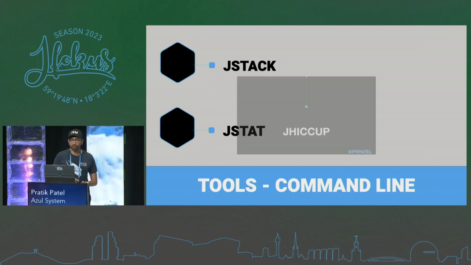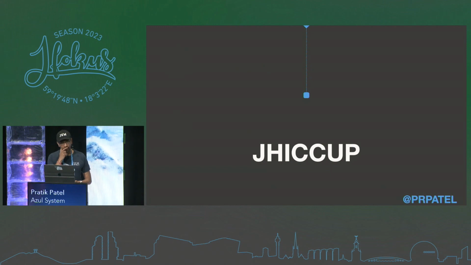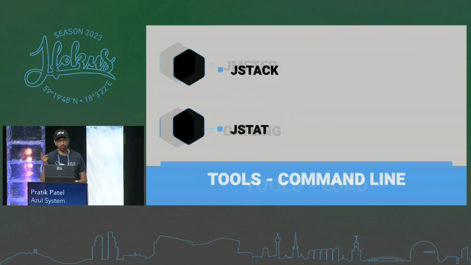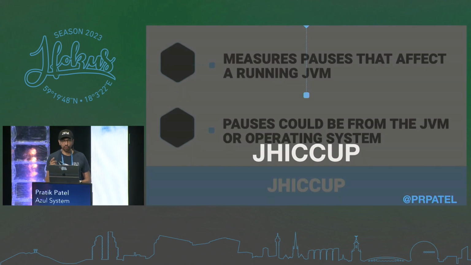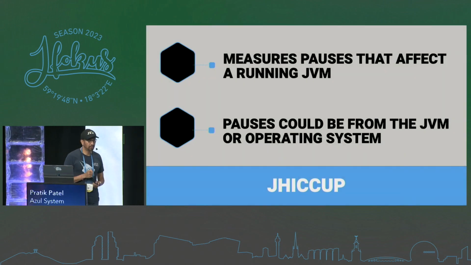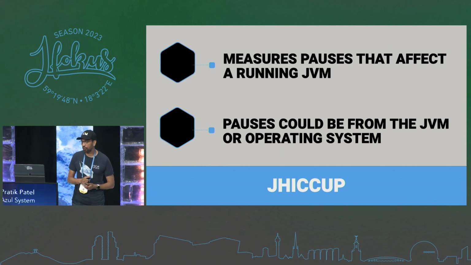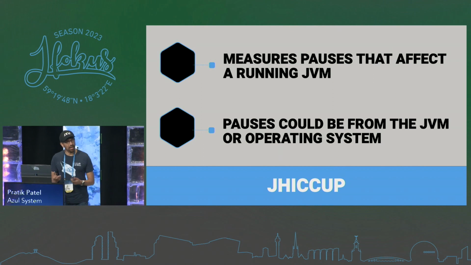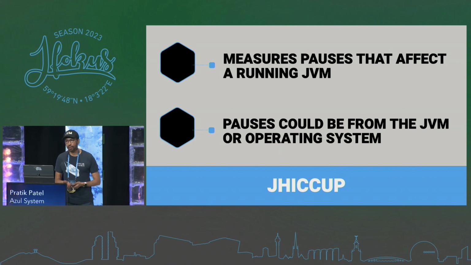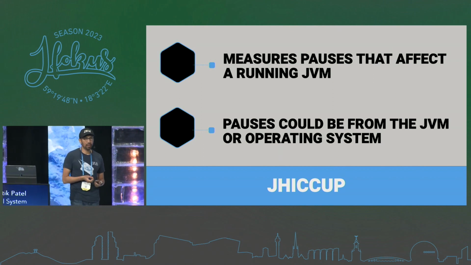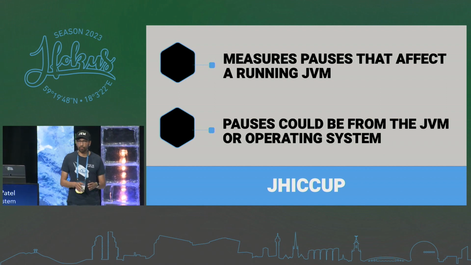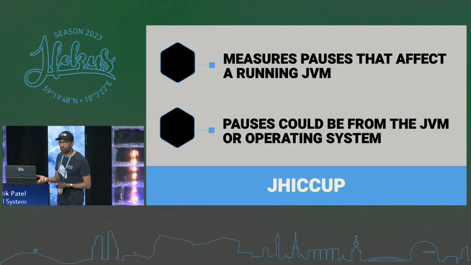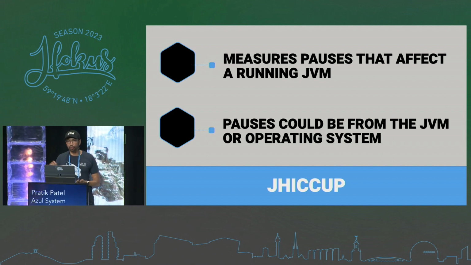Okay? So what I do want to spend a little bit of time on, because most of you are probably familiar with these other tools I already talked about, is something called JHiccup. Now, this tool is something that was invented by the CTO of our company, Gil Tene, who's also a Java champion. And what it does is it essentially just measures any kind of pause that happens in a running JVM, right? And the pauses can be either from the JVM itself or from the underlying operating system or somewhere in the system. Who knows, right?